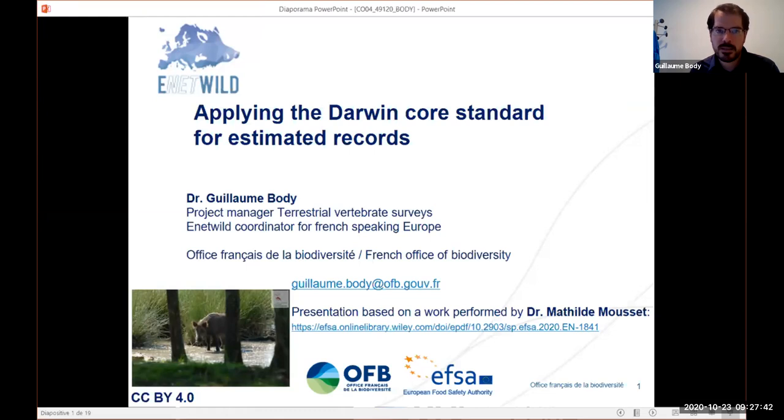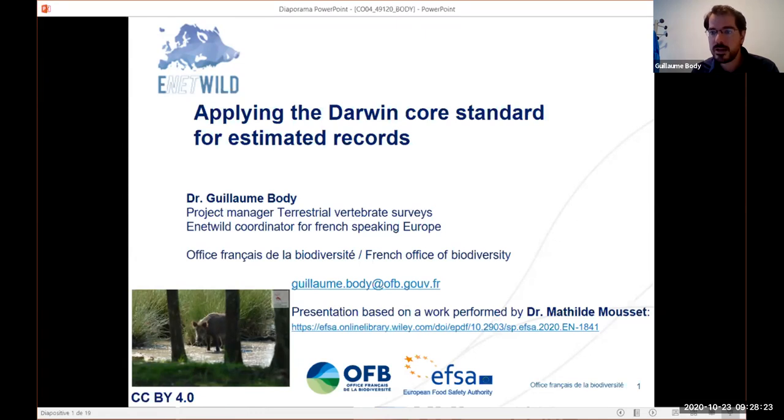One job of ENETWILD is to aggregate data at the European level, and we need different outputs. The first is species distribution, which we base on species occurrences. We also need species abundance maps, and for that we will get data from hunting bags and density estimation. Hunting bags are quite common data, but they have an indirect link with abundance, and density estimations are very rare data.